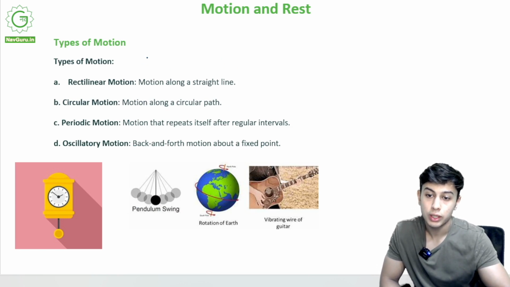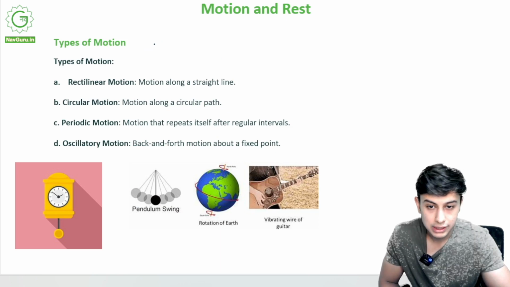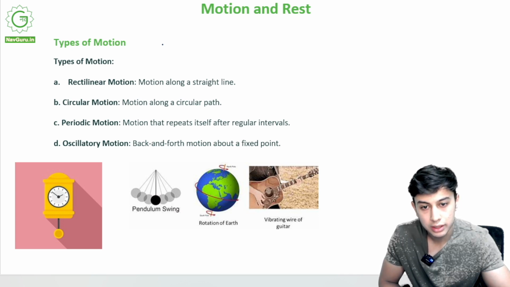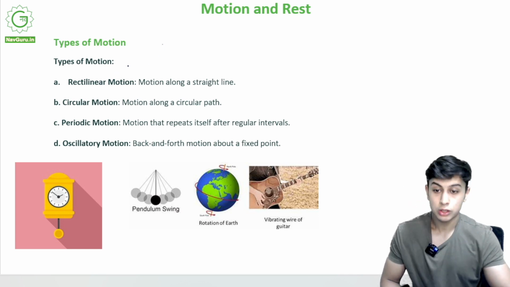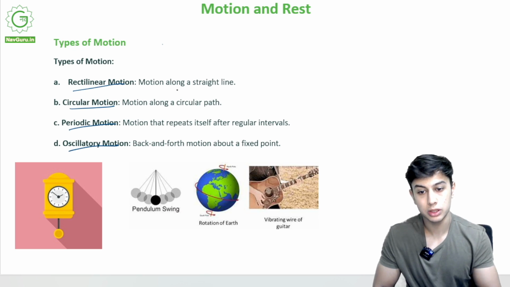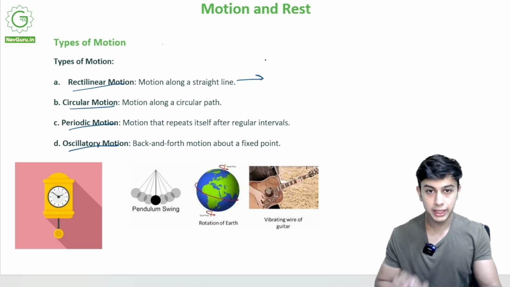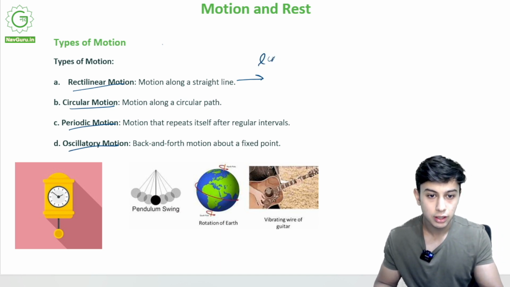Motion and rest. What are the types of motion? There are various types of motion. Obviously, I'm not always walking or running. There are other motions that are happening around us every day. So types of motion: rectilinear motion, circular motion, periodic motion, and oscillatory motion. Rectilinear moves in a straight line. Always remember, linear means in a straight line. Throughout your higher classes, linear means in a straight line.